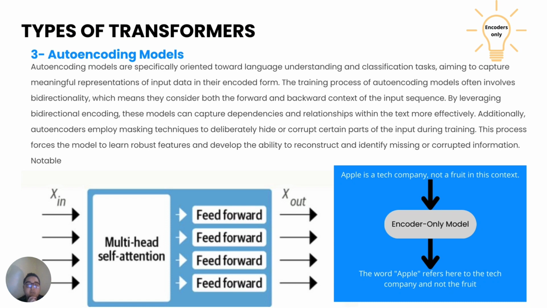Let's take an example. We have a sentence here: Apple is a tech company, not a fruit in this context. A traditional model would consider the word apple as a fruit because traditional models can't make the relationships between a word and the whole sentence. But with the auto-encoding models, we can make this relationship. So the model will understand that the word apple here refers to the tech company and not the fruit.